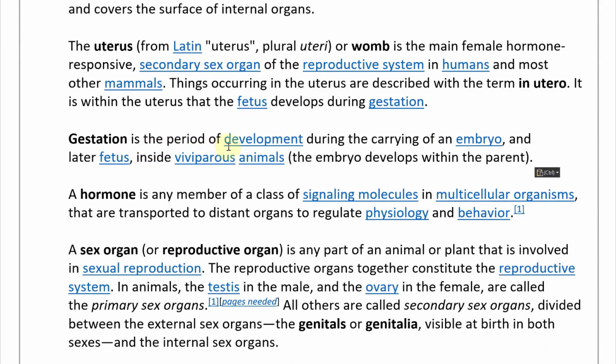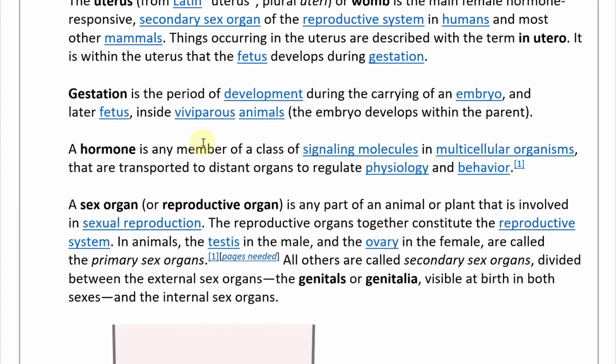So gestation is the period of development during the carrying of an embryo and later fetus inside viviparous animals. In other words, the embryo develops within the parent. And I think this is actually pronounced viviparous. So yes, again, I had to Google the pronunciation.